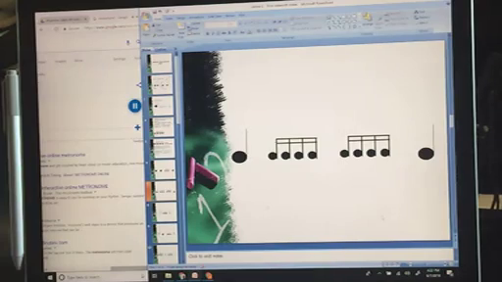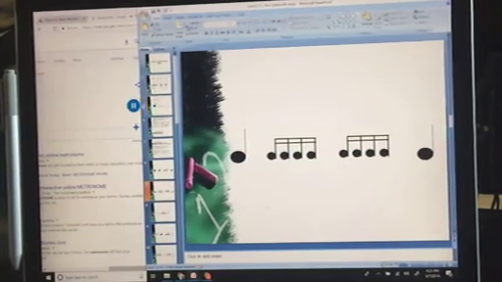Let me do that again. 1, 2, ready, go. I didn't use any words that time. I said the words in my head so that you can hear the clap better. Let me do it again without the words. 1, 2, ready, go. Did you hear that? That's what you're going to do.